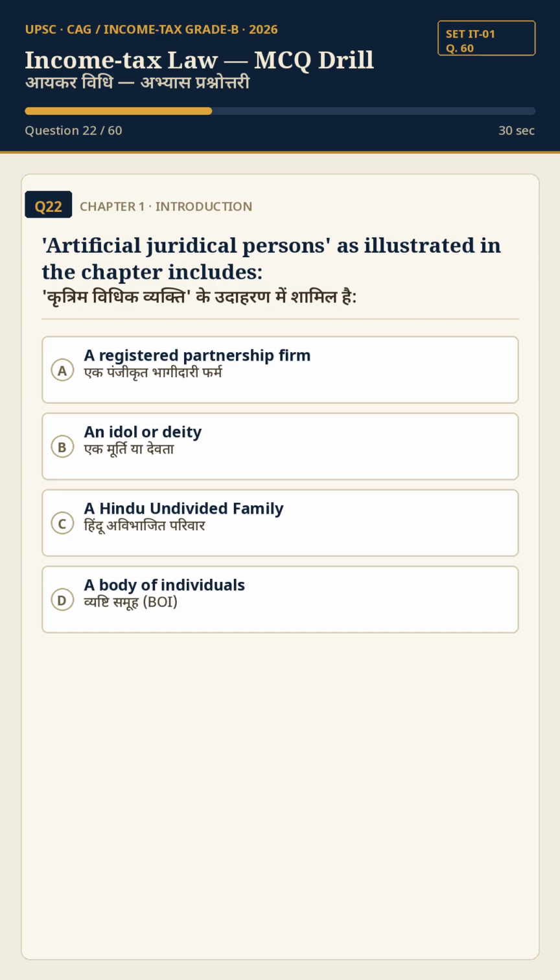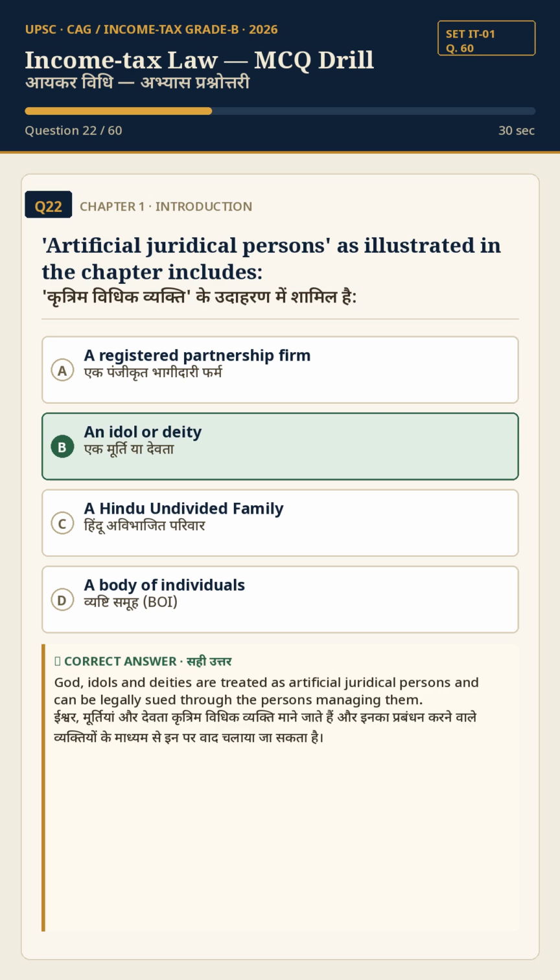Question 22. Artificial juridical persons as illustrated in the chapter include Option A, a registered partnership firm. Option B, an idol or deity. Option C, a Hindu undivided family. Option D, a body of individuals. The correct answer explanation. God, idols and deities are treated as artificial juridical persons and can be legally sued through the persons managing them.